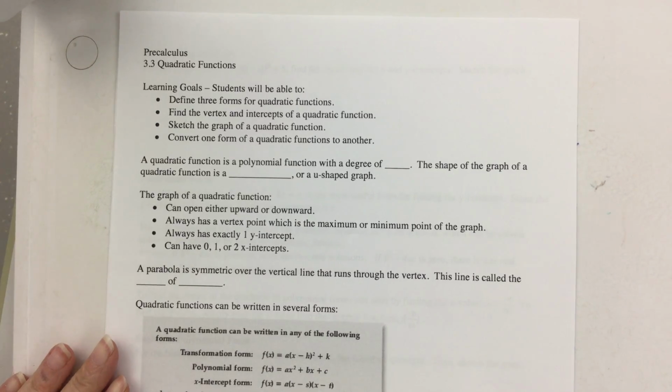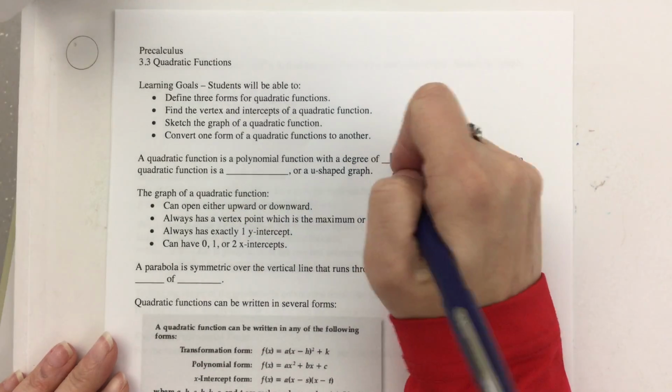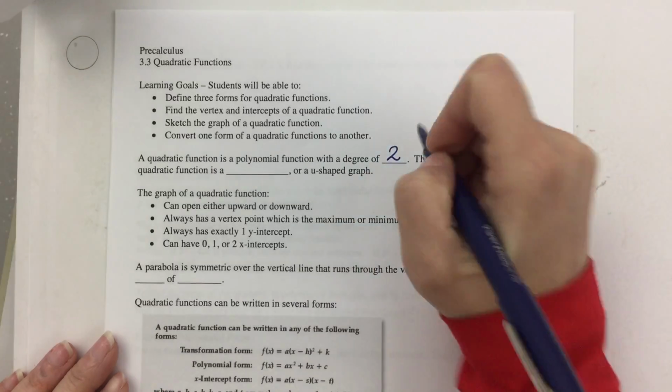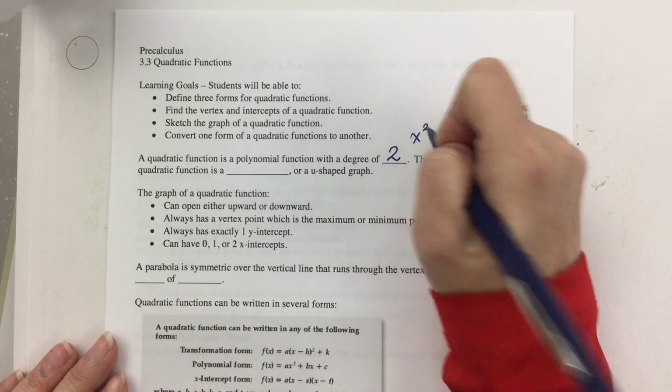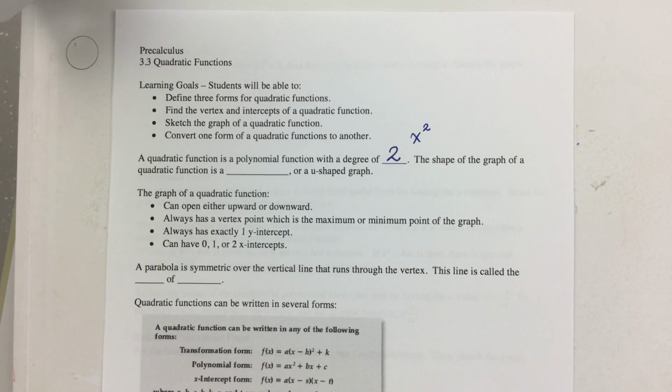Today in Pre-Calculus, we are going to start section 3.3, which focuses on quadratic functions. A quadratic function is a polynomial function that has a degree of 2. So what that means is that you have x squared. Our x contains an exponent of 2.